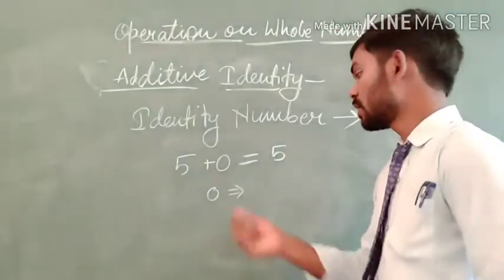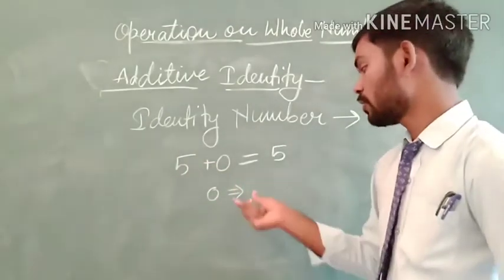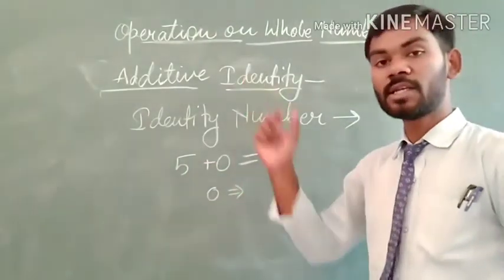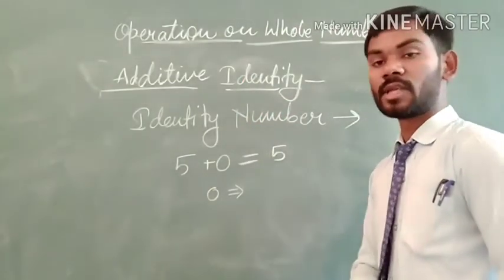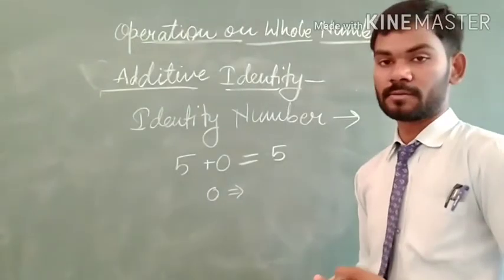Since here 0 is added to a given number, therefore 0 is called the additive identity.